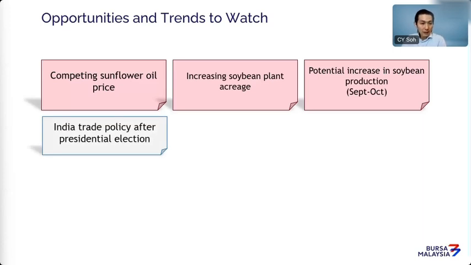Some other factors that you need to look at is India's trade policy after the presidential election. Now, it doesn't really matter which president or which party gets elected, because those are not a direct factor towards looking at the agriculture market pricing. But what we want to look at is the trade policy that has a significant direct impact on crude palm oil as well as vegetable oils in general.